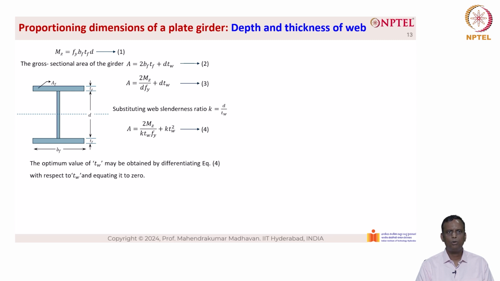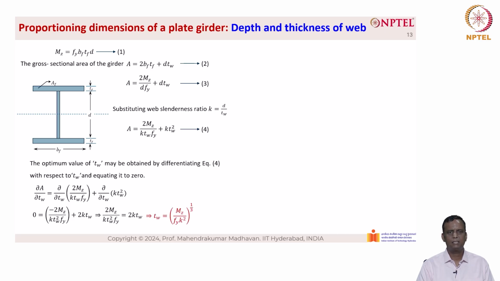The optimum value of tw may be obtained by differentiating equation 4 with respect to T sub w and equating it to 0. When we do so, we differentiate it partially with respect to T sub w and we get the following values, which is 0 equal to minus 2 Mg divided by k into tw square into Fy plus 2 into k into tw.